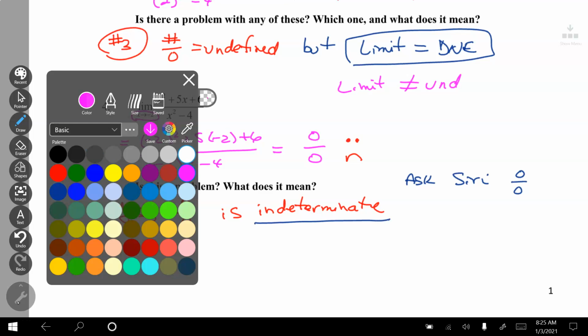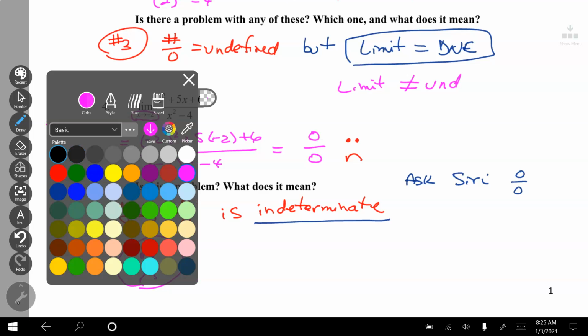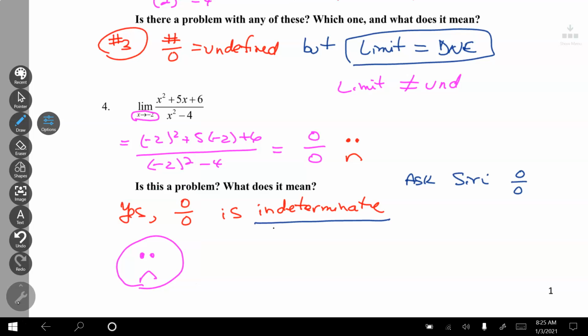So why do I put this frowny face? I put this frowny face here because I'm sad. I'm very sad. The reason I'm sad is that right now, indeterminate, one, tells you nothing. At least does not exist tells me something. And two, I have to do more work. It's the other reason why I'm sad.